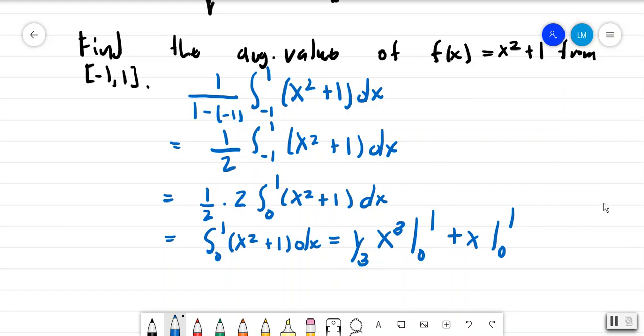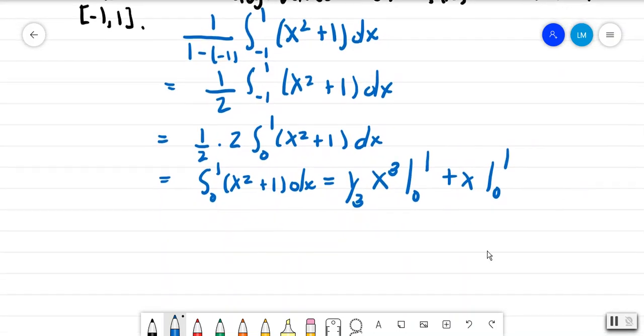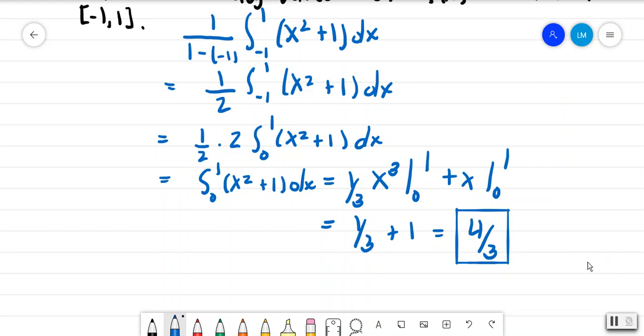Now, what this is basically telling you is that the average value happens to be 4/3. So we have that this is going to be equal to 1/3 plus 1, which is actually just going to be 4/3. Now, this isn't really telling you what the integral is equal to. It's telling you that the average value is equal to 4/3.